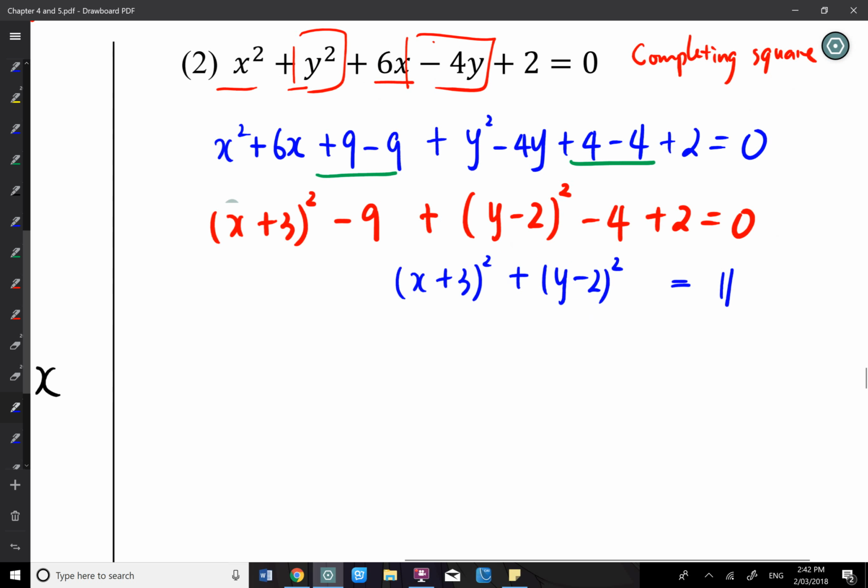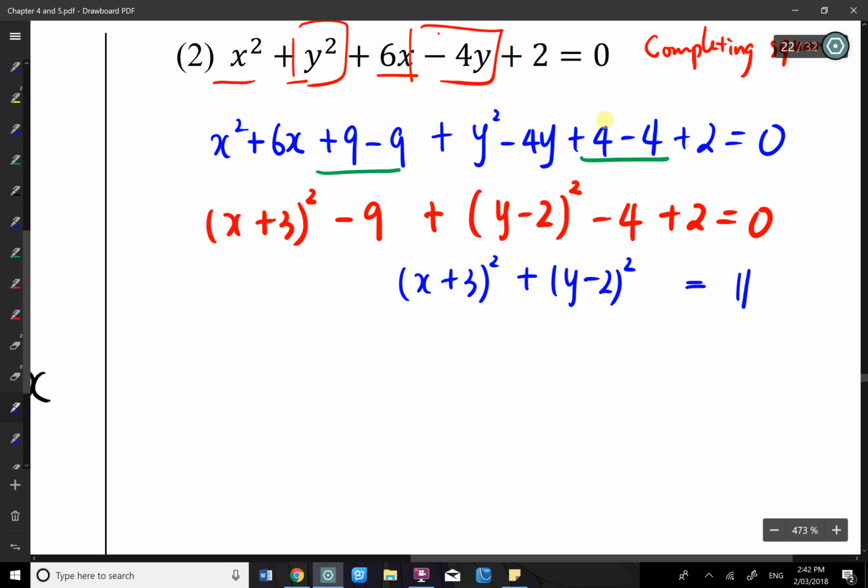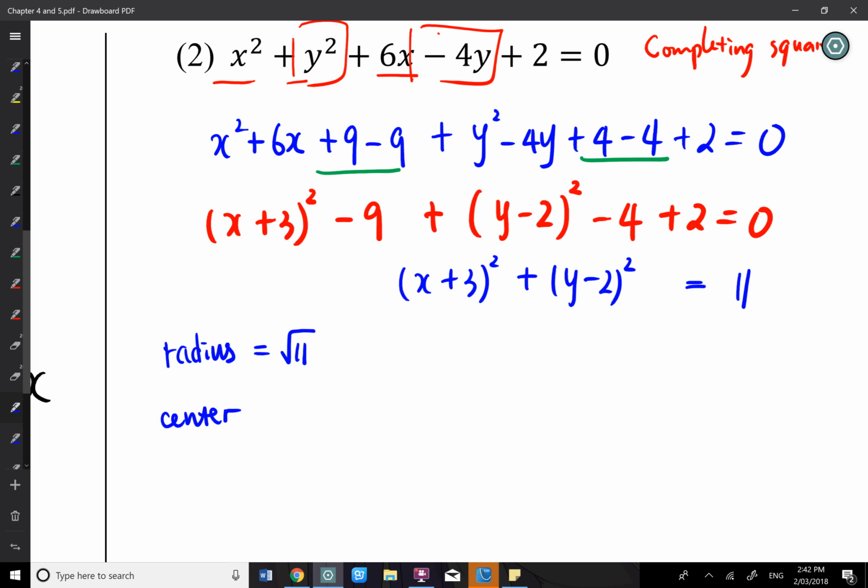Okay, my question is, what's the radius and what is the center? Yes, the radius is root 11, not 11. When it's a square number like 25 or 9, it's very easy, you can pick it up. You need to square root that. But when it's a number you can't square root, sometimes you may just take 11 as the radius, but it's not. It's actually square root 11. Okay, what's the center?